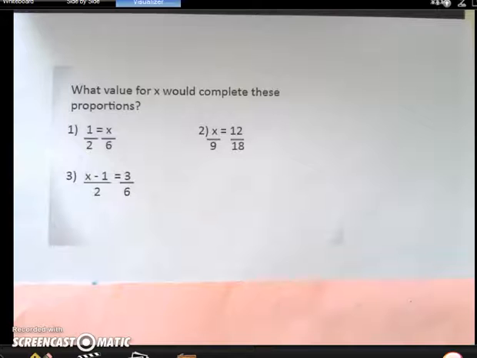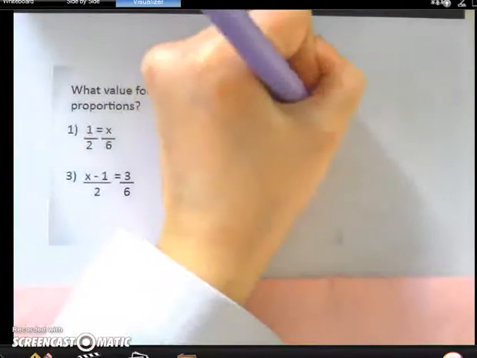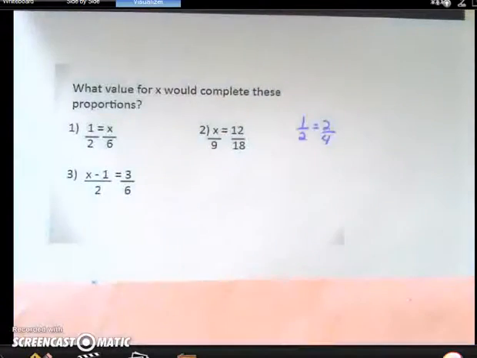This video is going to teach you how to solve proportions. You don't have to take notes. I just want you watching. So we talked about proportions last week a little bit. We talked about like 1/2 equals 2/4 is a proportion. Really, they're the same ratios. They're really the same size. They just look a little different.